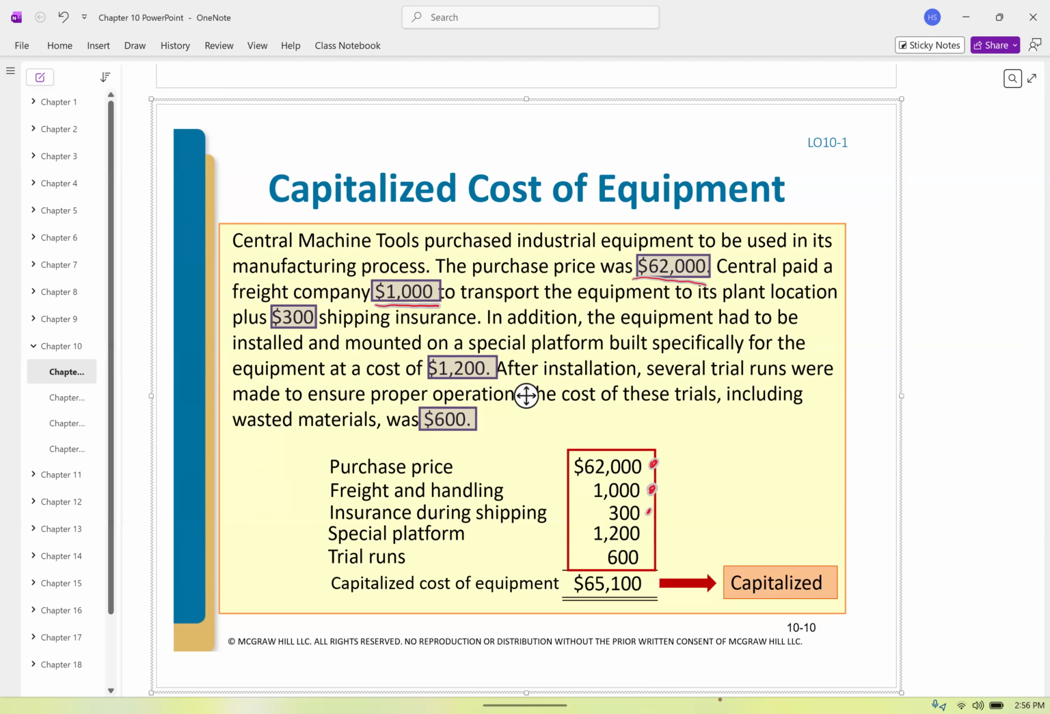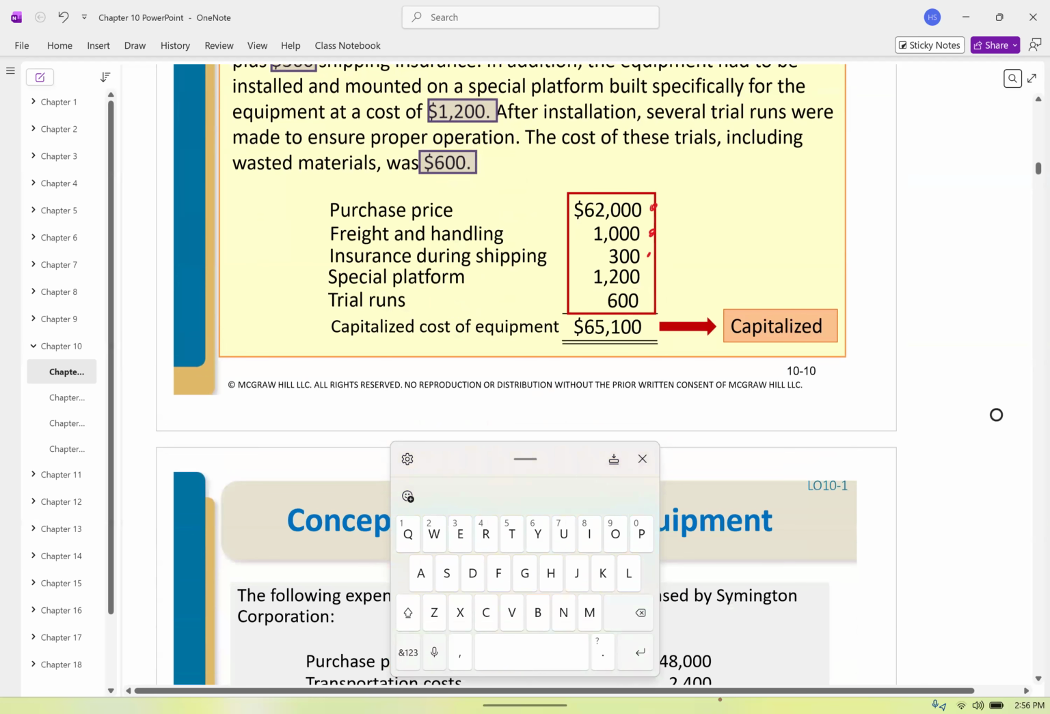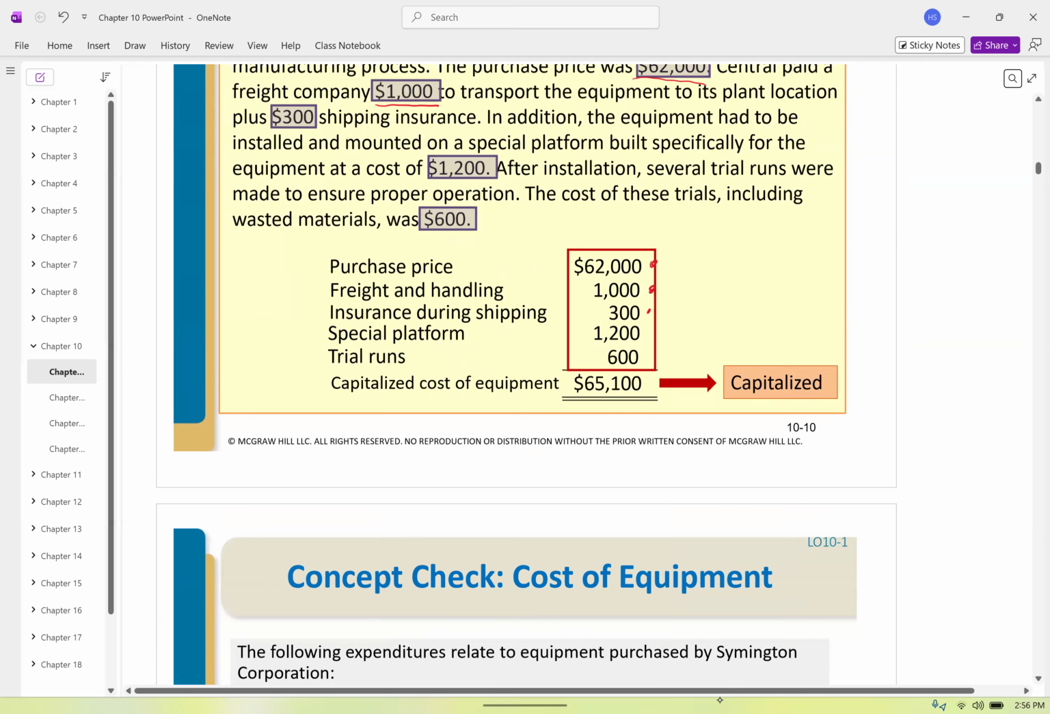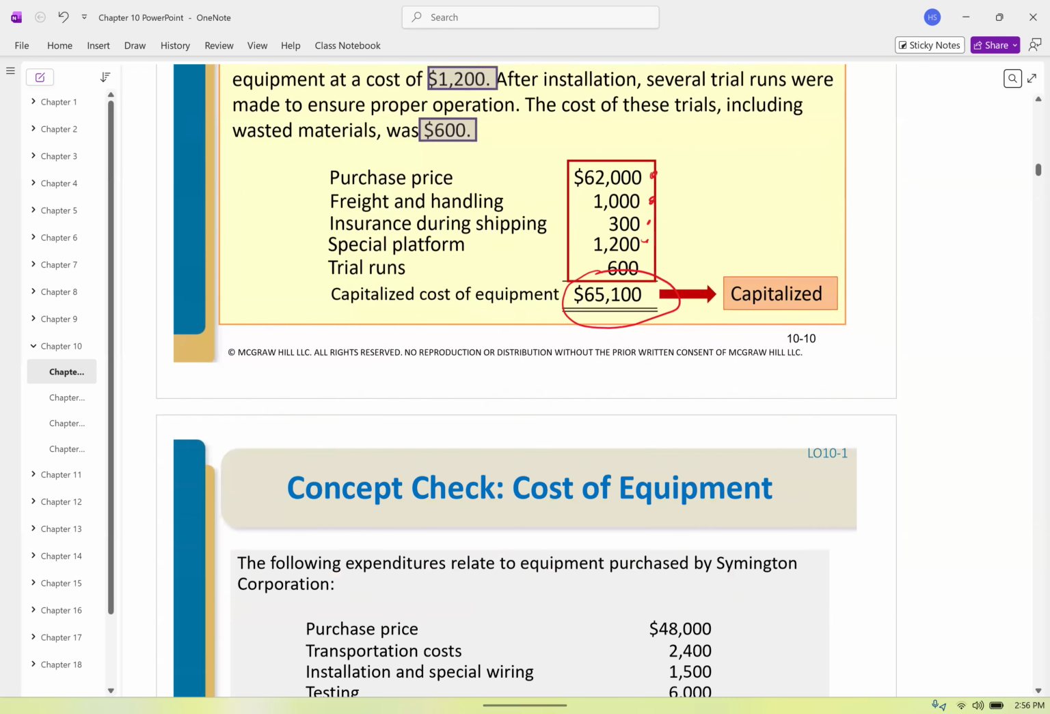And then, in addition, the equipment had to be installed and mounted on a special platform built specifically for the equipment at a cost of $1,200. We're adding that as well. After the installation, several trial runs were made to ensure proper operation. The cost of these trials included wasted materials of $600. So we're going to capitalize $65,100.